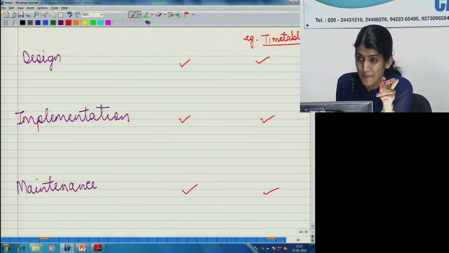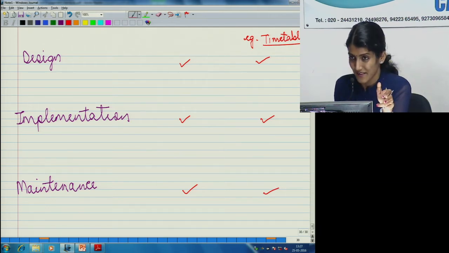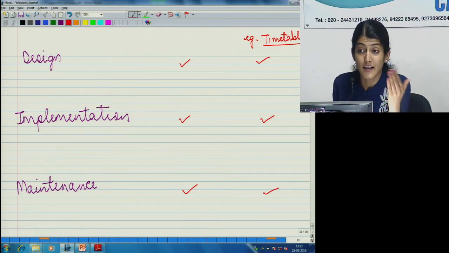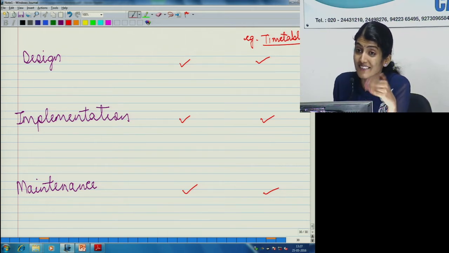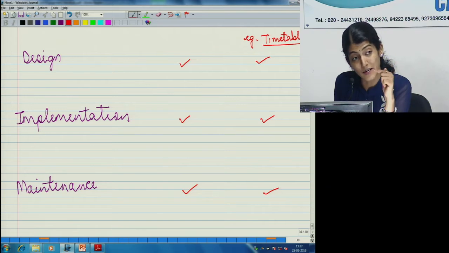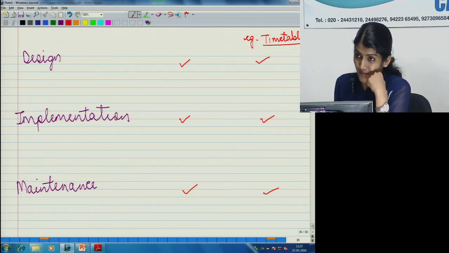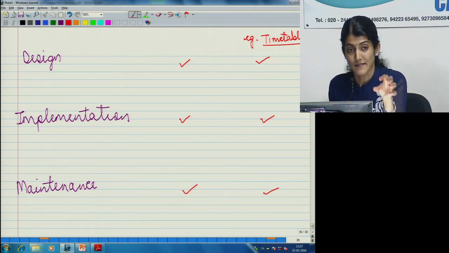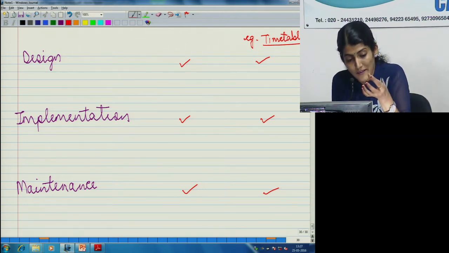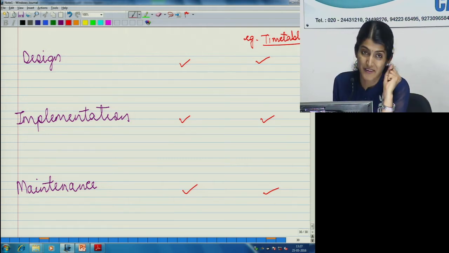Design, implementation, and maintenance of control. Without design, there can't be implementation. Without implementation, there is no question of maintenance. Pehle there has to be design. फिर design करने के बाद implementation और implementation के बाद maintenance. Whether a control exists, then whether it has been followed, and whether it has been followed throughout the period for which the financial statements have been prepared.